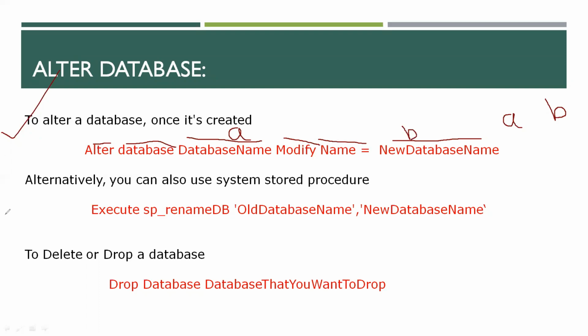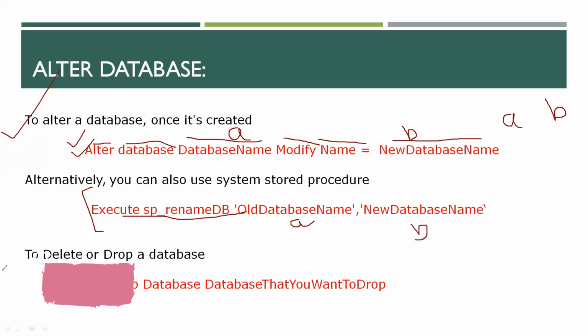Alternatively, you can also use a system stored procedure, means you can also use this query, but I think the previous one is a more efficient form. Here we will use EXECUTE sp_renamedb, here the old database name A will come, comma, and then the new database name B.